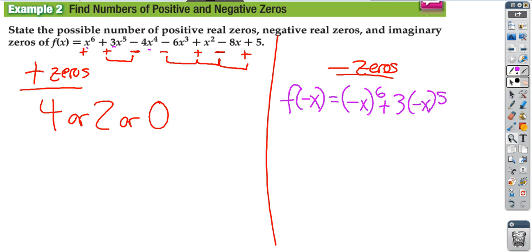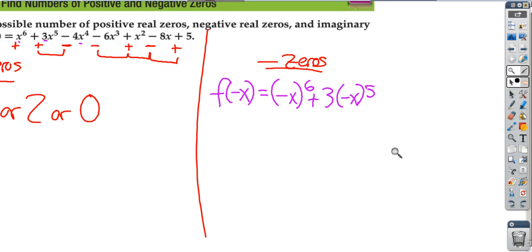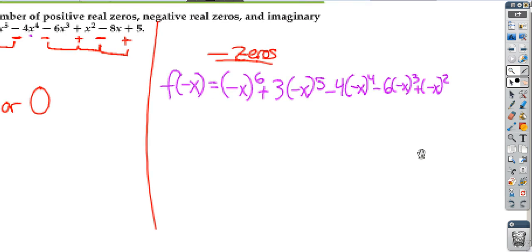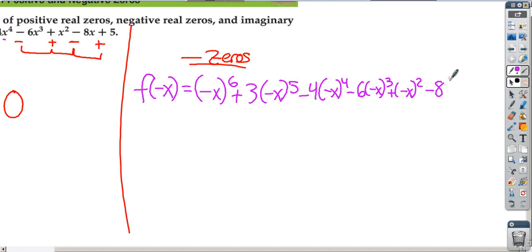So just plugging in negative x for all those x's, we have minus 4 times negative x to the fourth, minus 6 times negative x to the third, plus negative x, the whole thing squared, and then we have minus 8x plus 5, so minus 8 times negative x. Again, all I'm doing is taking the original function, because the test for negative zeros says plug in negative x and see how many times the sign changes.